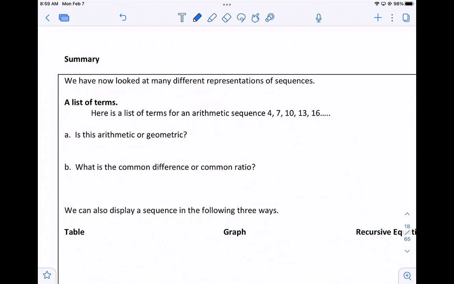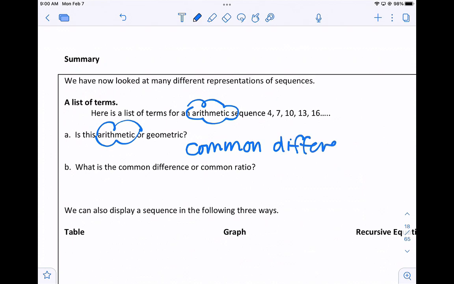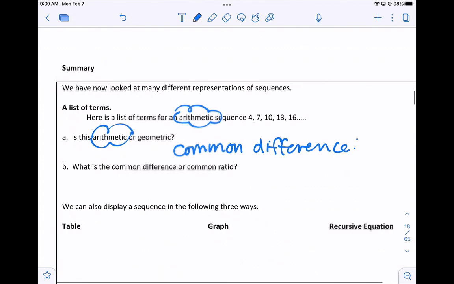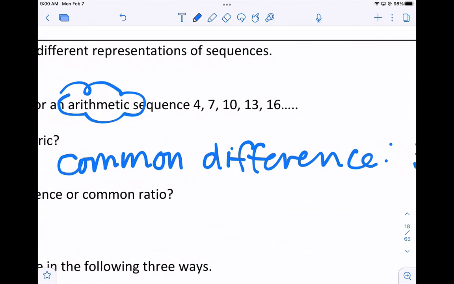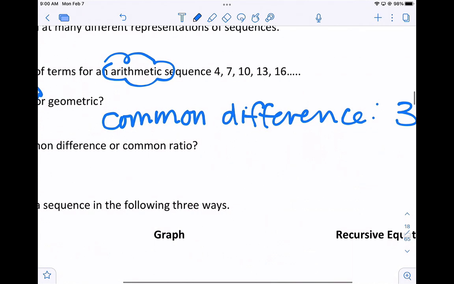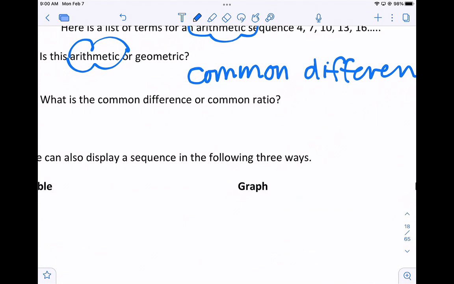This is arithmetic. It says right here, arithmetic. And it's arithmetic because we have a common difference. And that common difference is 3. We're adding 3 every time. So to check for a common difference, you just subtract one number from the one before it. And every time you do that, you should get the same number. If it's geometric, you divide one number by the number before it. And then every time you do that in the sequence, you should get the same ratio. So it says, what's the common difference or common ratio? The common difference is 3.